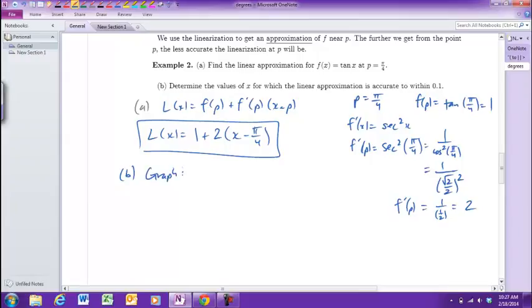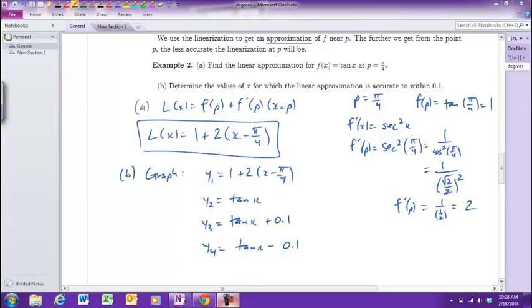And we're going to graph these things. We'll graph 1 plus 2 times x minus pi over 4. That's my y1. For y2, I'll graph tangent of x and see that this is actually a tangent line for tangent x. And then I want something that's slightly bigger than tangent of x. I want to do tangent of x plus 0.1, because that's the distance I want to be within. And then y sub 4 is tangent of x minus 0.1, because I could be off by being above the function or off by being below the function.